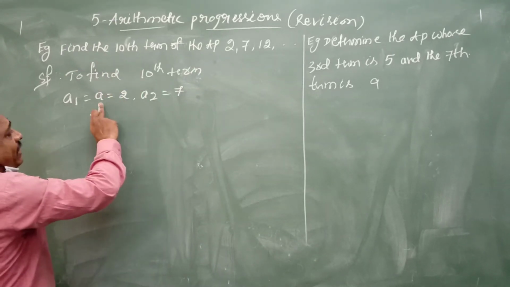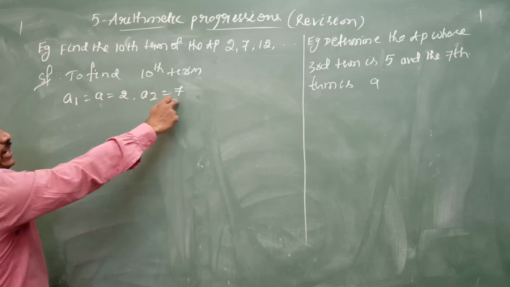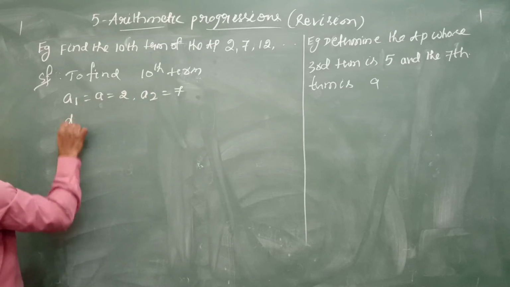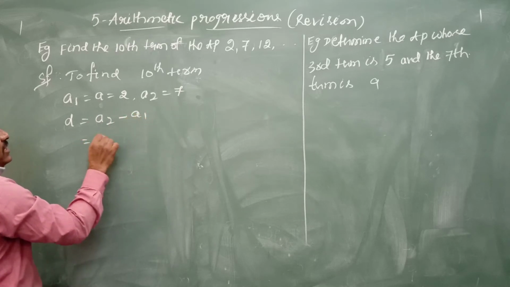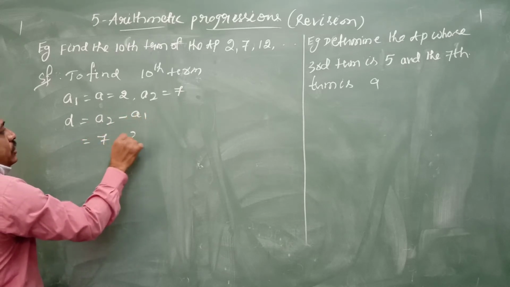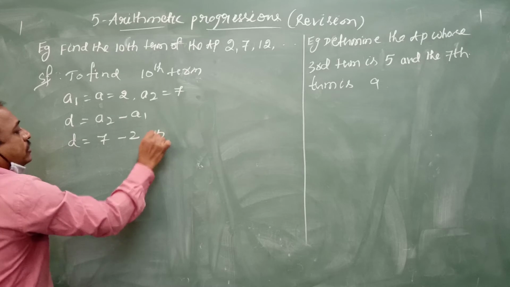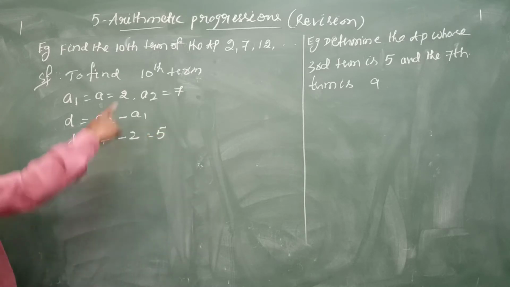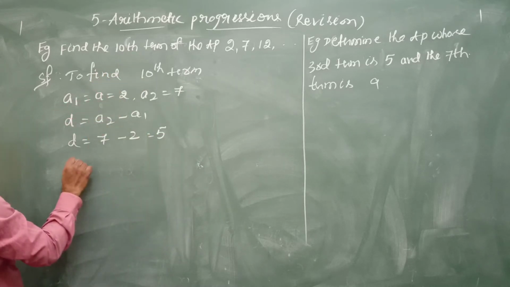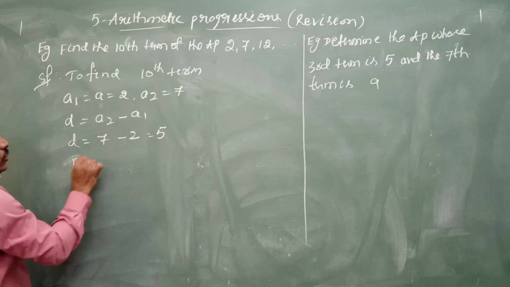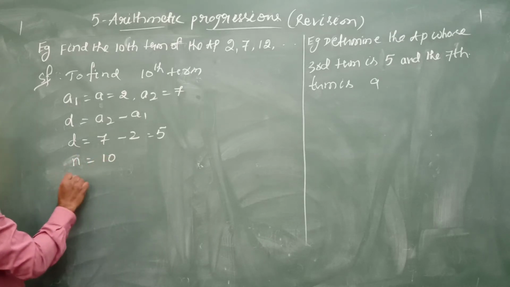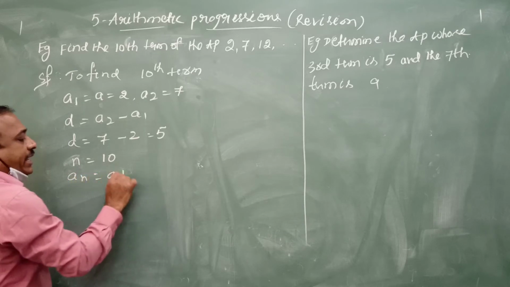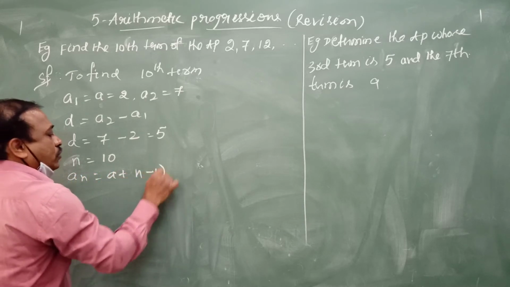So A1 is equal to A is equal to 2 and A2 is equal to 7. The common difference D is equal to A2 minus A1, which is 7 minus 2, equal to 5. So D is equal to 5. We need to find the 10th term, so n is equal to 10. A10 we are going to find out. An is equal to A plus n minus 1 into D.